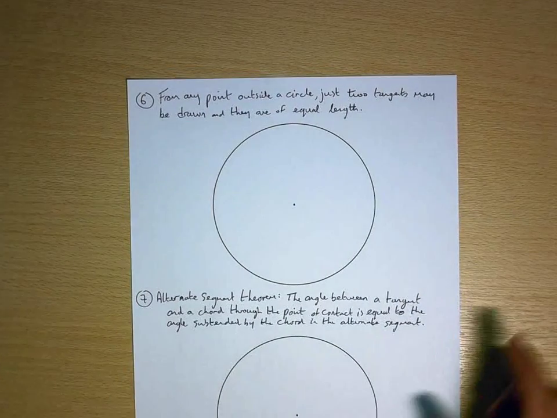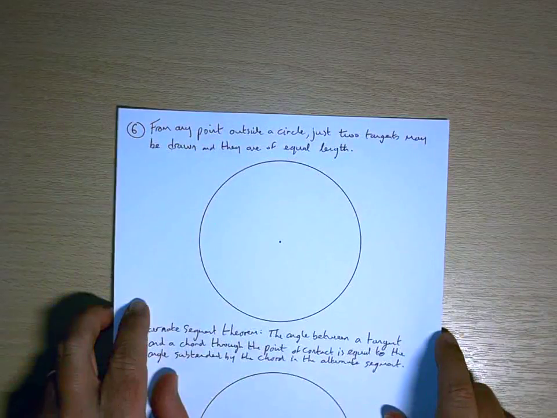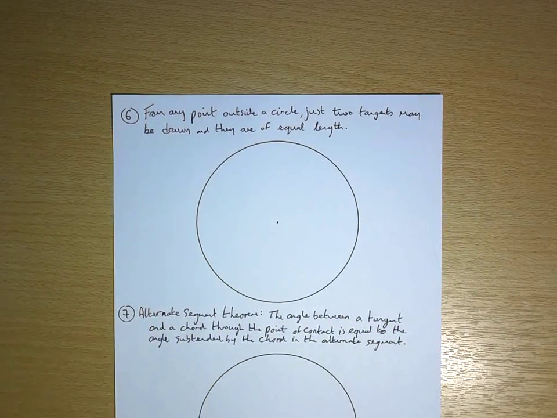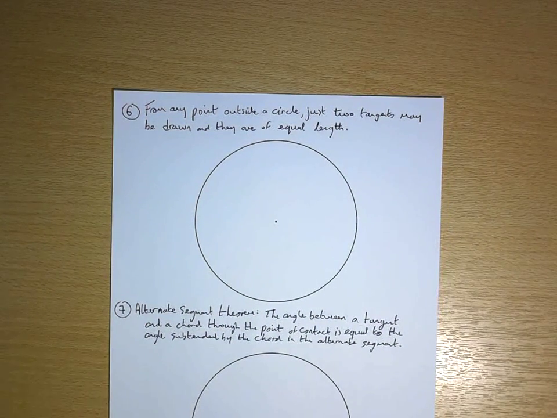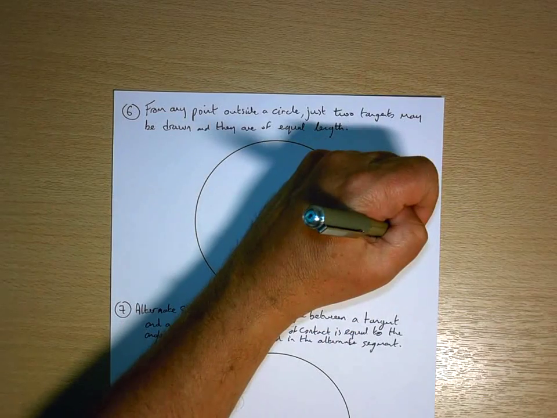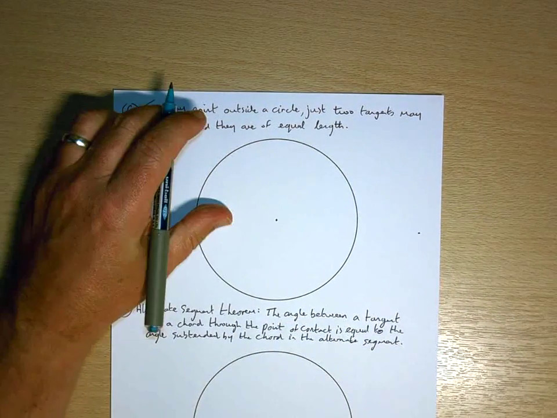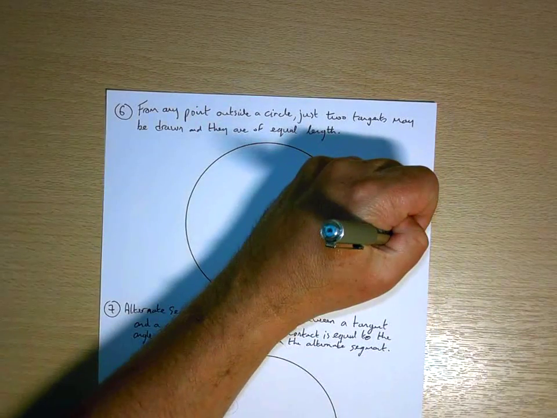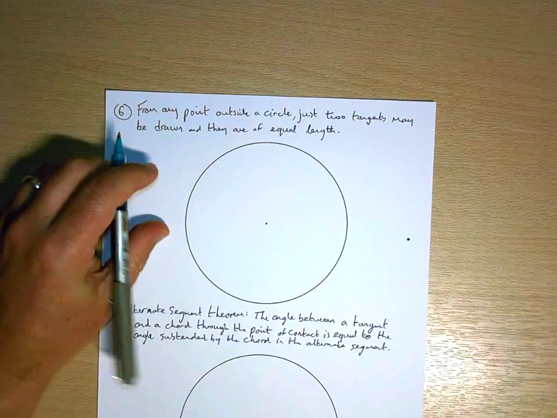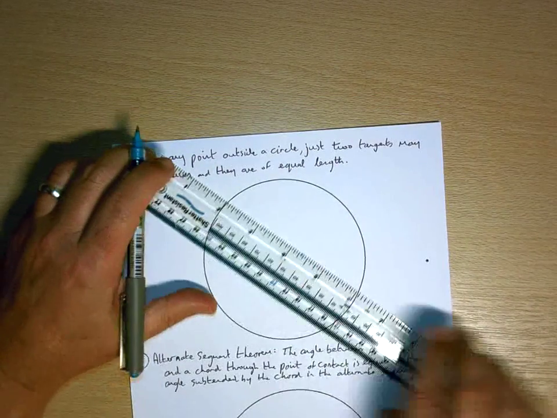And then we've got two more to look at. Not so easy to spot, unfortunately. From any point outside a circle, just two tangents may be drawn, and they are of equal length. So if I choose a point, from that point there are only two tangents I can draw.